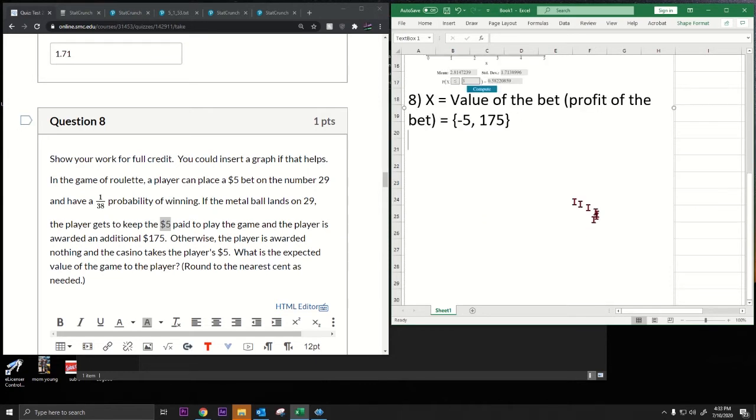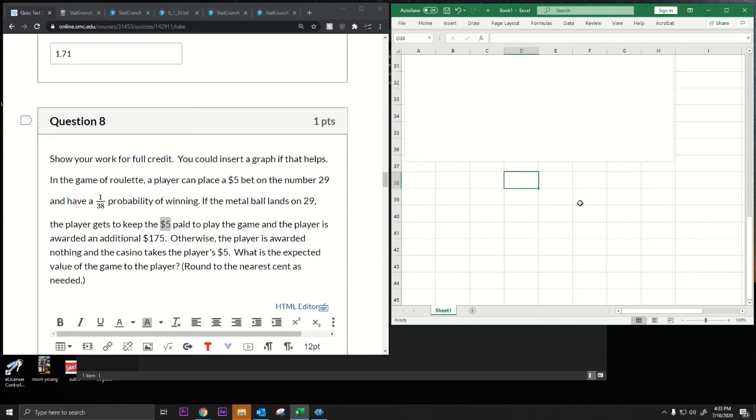Now, let's proceed. From here, what we can do is make the chart. So a chart like this: -5, 175, and then up here, what are the probabilities of winning and losing? -5 would be losing, so that would be 37/38. And the probability of winning is equal to 1/38. See that? 0.03, so that is important. That's our probability distribution. This is x and p of x.